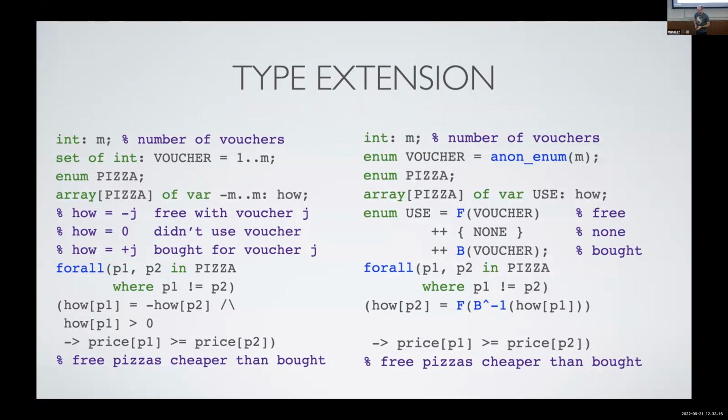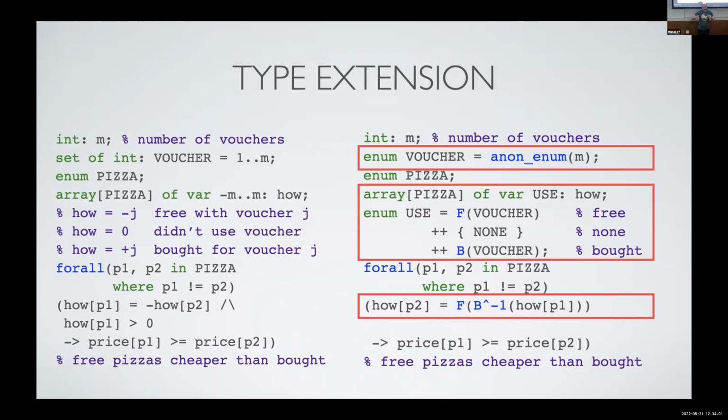So the enumerated type version of this could look like this, where we have an enumerated type for the vouchers, and then we introduce a new enumerated type for how we pay for a pizza, or how we use a voucher for a pizza. We construct this type as basically 3 different options. The first option is that we get the pizza for free using a particular voucher. The second option is that we don't use a voucher at all. The third option is that we pay for the pizza and activate the voucher that way. All right, and then the actual condition on when the price has to be higher than another one, I'll come back to that in another slide.